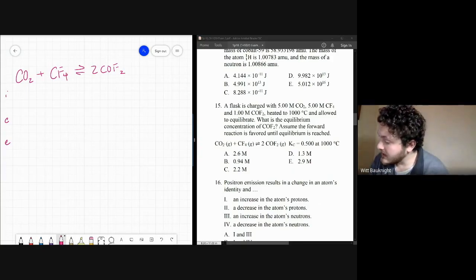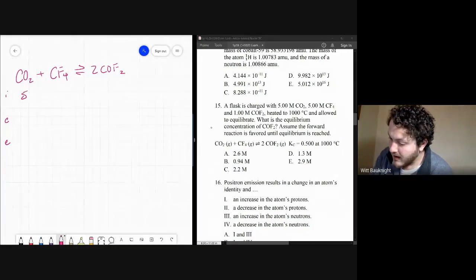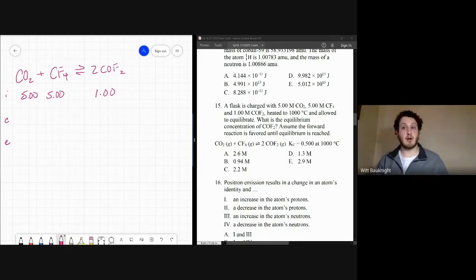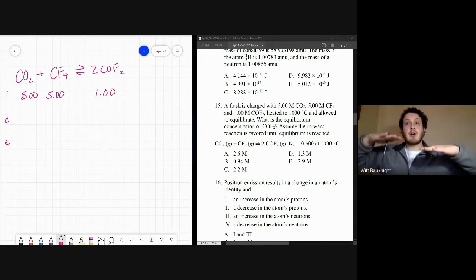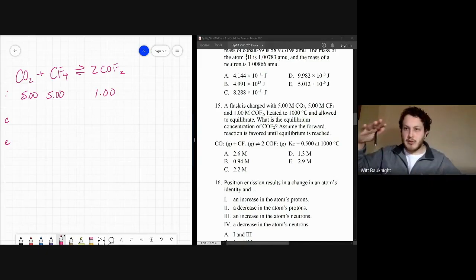So we're told we initially have 5.00 here, 5.00 here, and we're told we have 1 molar of the product already. At this point, if that's where the question ended, we don't know which way this reaction is going. It'd be ambiguous, and we'd be at a dead end. We'd have to solve it 2 ways. But we're told that the forward reaction is favored. So we know that means the amount of reactants is going to go down, and the amount of products is going to go up, which is fairly normal for an ice table.